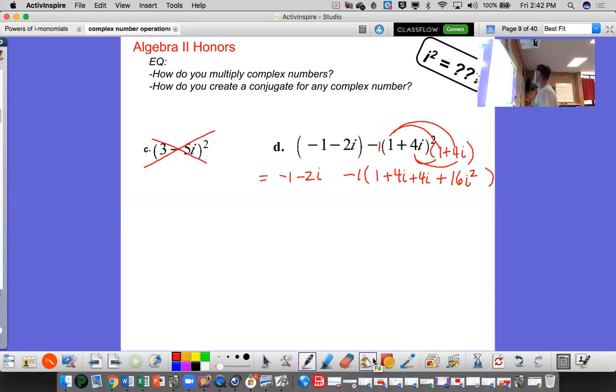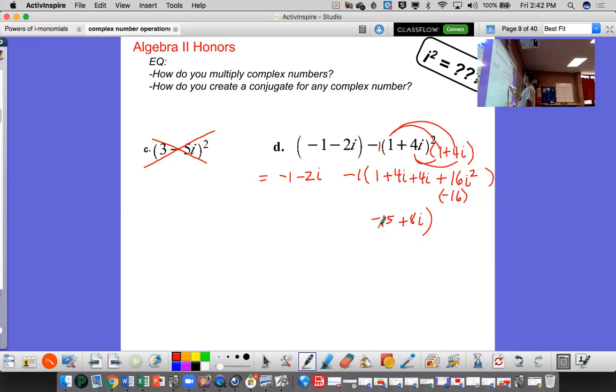So this would be negative 16, really is what that equals right there. So now I'm going to combine some stuff in here and condense this up so it's not so big. So 1 minus 16 would be negative 15 plus 8i.